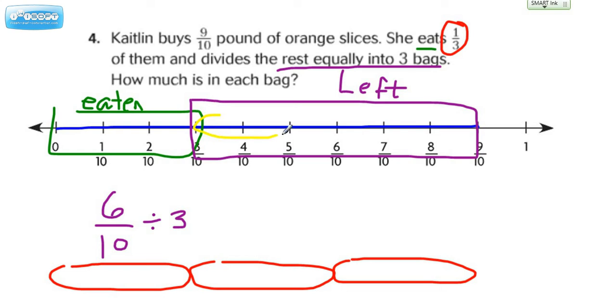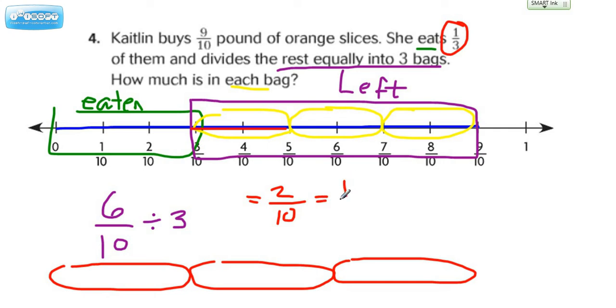All right, so here's one group. Here's 2 groups, and here's 3 groups. And we want to know how much is in each bag, because this yellow circle represents the amount in each bag. And if we simply count, we have 1/10, 2/10. We have 2/10 in each bag. This amount is equal to 2/10, which simplifies, by the way, to being 1/5.